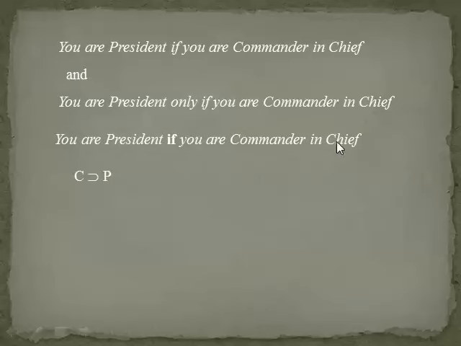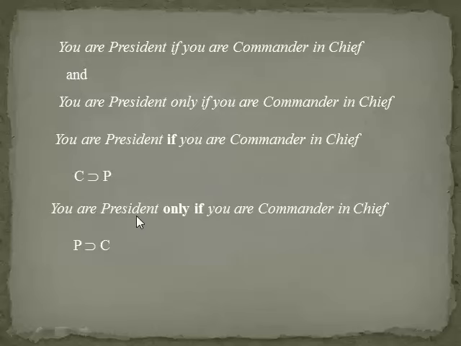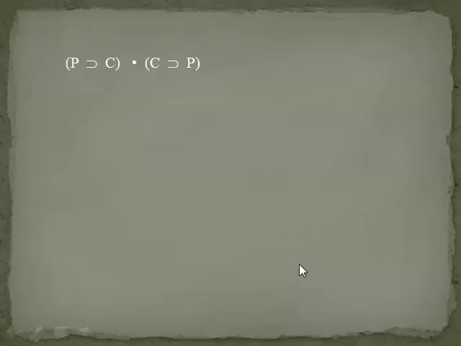"You are President if you're Commander-in-Chief" is going to therefore be represented as C implies P, or C horseshoe P, where C is Commander-in-Chief. But "you are President only if you are Commander-in-Chief" is going to be represented P horseshoe C. You put those two together with a dot. C implies P and P implies C, and you have what we call the triple bar, P if and only if C. So here is then an equivalence. The biconditional, or the conjunction of two conditional statements, can be written as a triple bar. That's an abbreviation for this longer formula. They say the same thing.